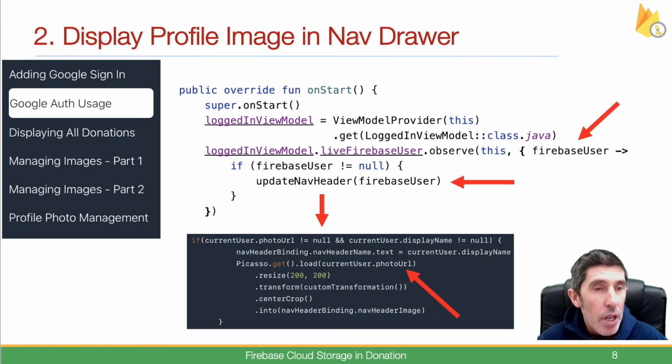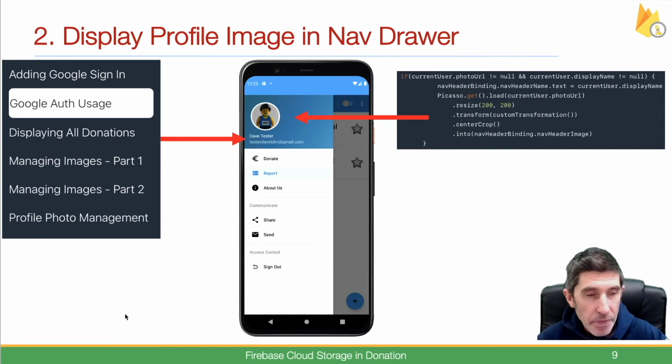Okay, so what we get with that is something along these lines, these will be this Dave Tester's credentials. So here is his display name, here's his Gmail account, and for us, more importantly, this is the user's profile pic taken from the Google credentials that we have assigned within that photo URL. Okay, we'll see later on how we get to store that up on Firebase, and ultimately how we could actually change that if we need to.